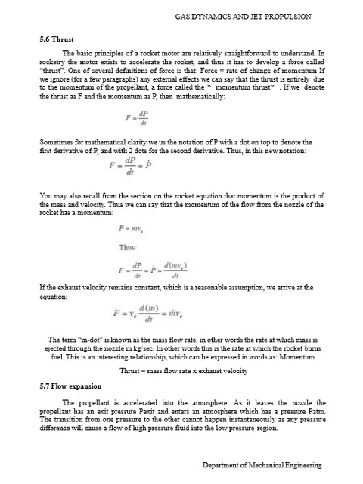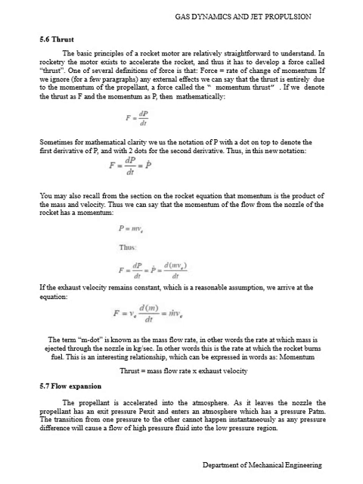Therefore, F equals d of mv divided by d of t. If the exhaust velocity remains constant, which is a reasonable assumption, we arrive at the equation F equals m dot ve. The term m dot is known as the mass flow rate. In other words, the rate at which mass is ejected through the nozzle in kg per second. In other words, this is the rate at which the rocket burns fuel. This is an interesting relationship which can be expressed in words: momentum thrust. Thrust equals mass flow rate times exhaust velocity.